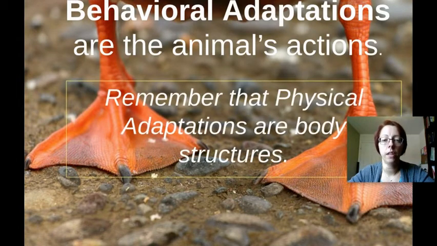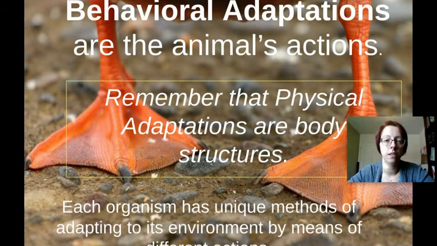Behavioral adaptations are actions that the animals do. We talked about physical adaptations being body structures. Each organism has unique methods of adapting to its environment by means of different actions. As we go through some of these examples, I want you to think about them. Think about whether you've ever seen animals doing these things, or maybe they're even things that you have done.